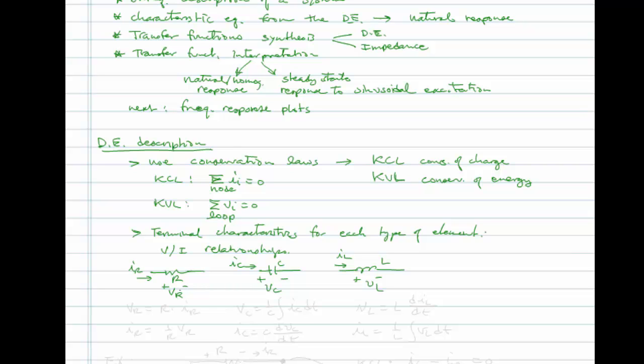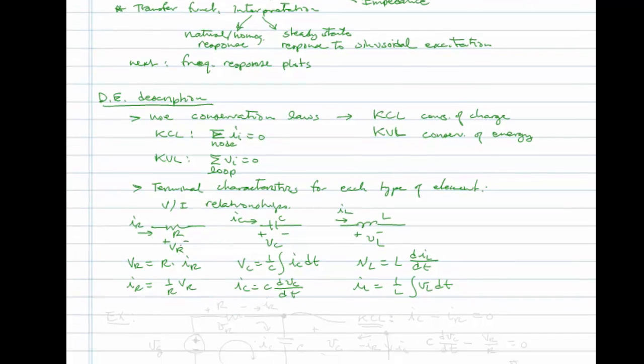The relationships describing these would be VR is equal to R times IR, or IR is equal to 1 over R VR. VC is equal to 1 over C, the integral of IC dt, or IC is equal to C dVC dt. And VL is equal to L dIL dt, and IL is equal to 1 over L integral of VL dt. We can combine those together to form a differential equation.